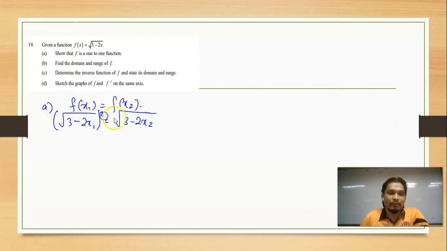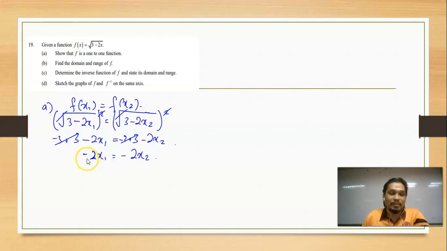So we square left and right, cancel between these two. So we get 3 minus 2x1 equals 3 minus 2x2. So minus 3 and minus 3 here. So we get negative 2x1 equals negative 2x2. Divide by negative 2 left and right, it gives you x1 equals x2. So we come to the conclusion that f of x is a one-to-one function.